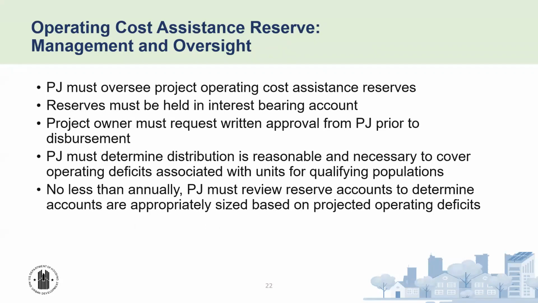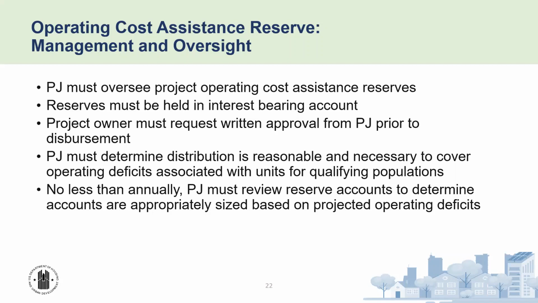The PJ is responsible for the management and oversight of each HOME-ARP operating cost assistance reserve by ensuring that the reserve is held in a separate interest-bearing account and is only drawn down to address operating deficits that are associated with the units restricted for qualifying households. PJs must require the project owner to request written approval from the PJ prior to disbursing funds from the operating cost assistance reserve, and the PJ must review each requested disbursement, including any supporting documentation, to determine that the distribution is reasonable and necessary to cover any operating deficits associated with the units that are restricted for the qualifying households.